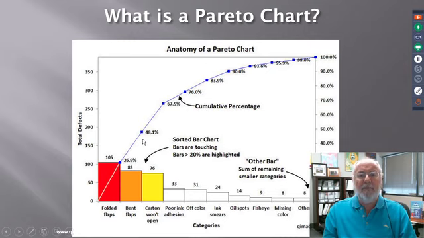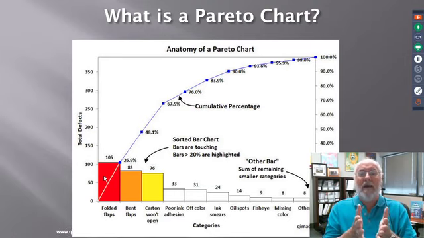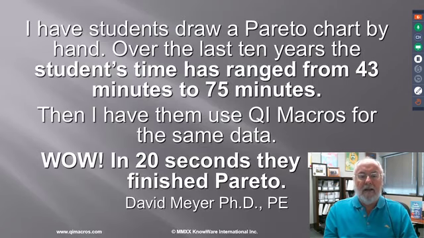So let's talk for a moment about a Pareto chart, right? It's a sorted line graph, so it's a bar chart, and you add in a cumulative line graph. And I find this to be the super tool for pinpointing exactly what's wrong and fixing it. Super easy. We had one PhD candidate who teaches students how to draw it by hand, and over the last 10 years, it's taken him 43 minutes to 75. And then I have him use the QI Macros and do it in 20 seconds.